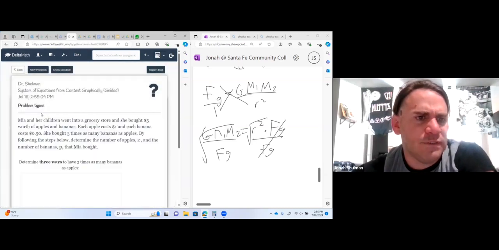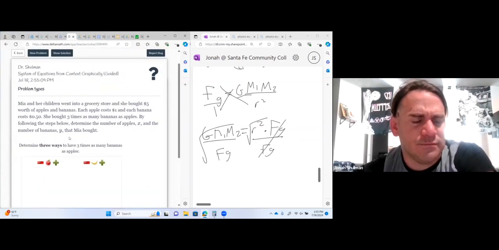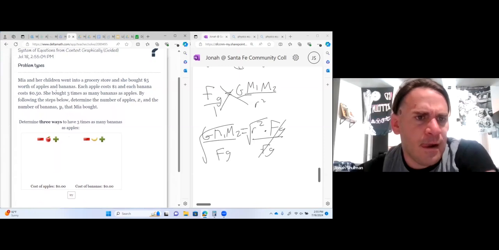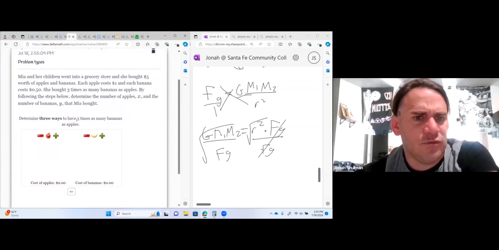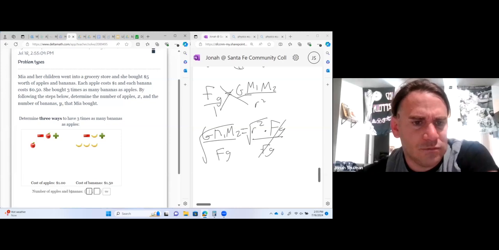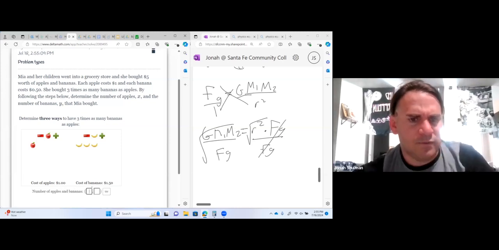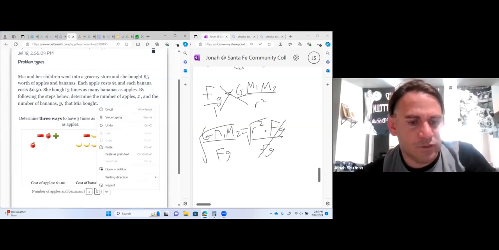All right, so now we have a system of equations. We did this one before, but that's okay. Determine three ways to have as many apples as bananas. Three ways to have three times as many apples as bananas. So that's one apple, that's three bananas. Cool. So the numbers of apples are 1, 3. There's a million ways to do this, but I actually really like this as a lesson.